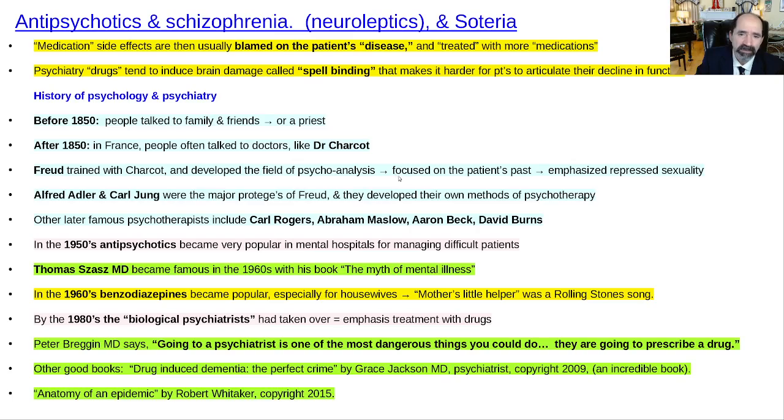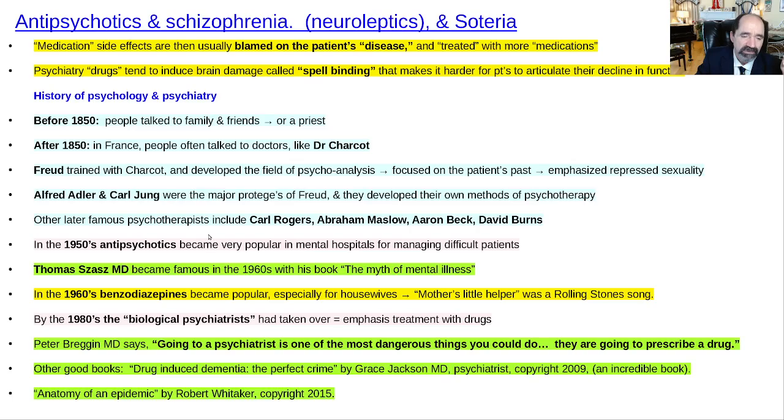It's a cool painting. Freud then went and trained with Charcot, and he developed the field of psychoanalysis. And it really focused on the patient's past, emphasized repressed sexuality. His two big protégés were Adler and Jung, and they developed their own methods of psychotherapy, less emphasizing repressed sexuality, more emphasis on self-individuation and overcoming feelings of inferiority, in particular with Adler. Other later famous psychotherapists were Rogers, Maslow, Beck, Burns, and they all had some good contributions.